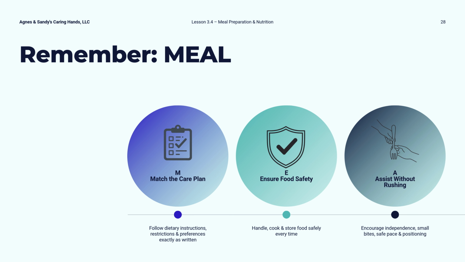Remember the word meal. Match the meal and assistance to the care plan. Ensure safe food preparation and storage. Assist without rushing or taking over unnecessarily, and look for changes in appetite, hydration, chewing, swallowing, or overall ability.